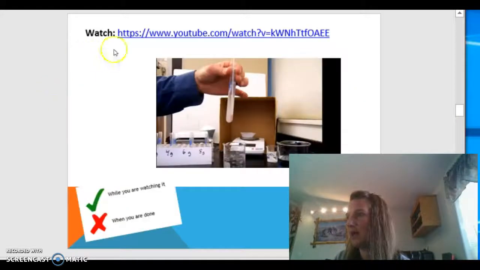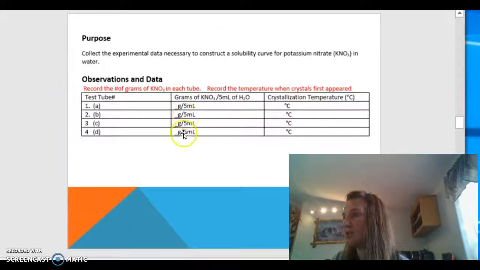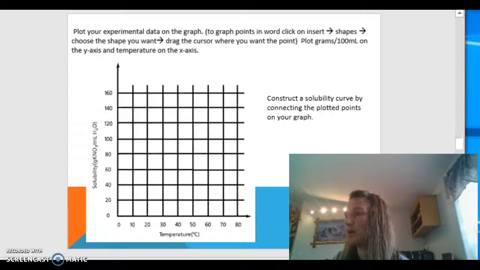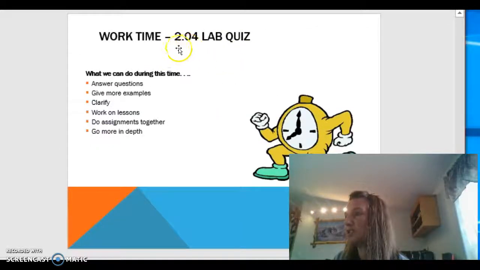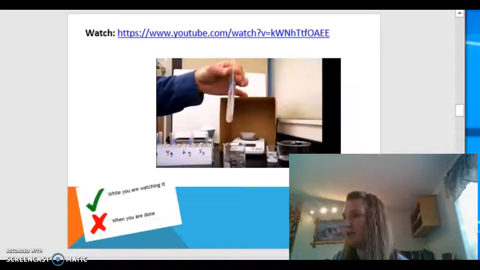Again, you can find the link to the video in the content, and the lab report is in the content. I do not want the lab report submitted. You need to write your observations and your answers on the lab report, and then go and answer the questions for the 2.04 lab quiz. They're going to have the same questions as the lab report. I'm still grading the Unit 1 lab, and I didn't want another lab report that I have to grade, so I made it into a quiz, and that way you get an instant grade. If you still don't understand, please let me know if you have any questions.